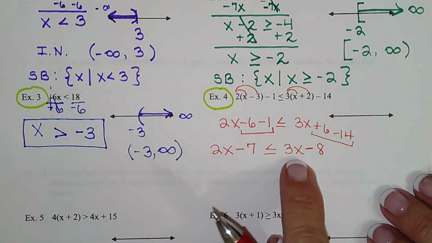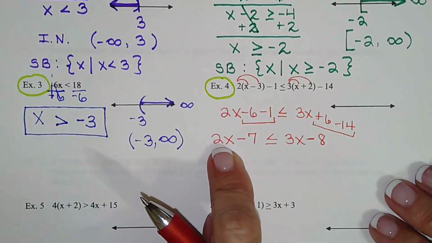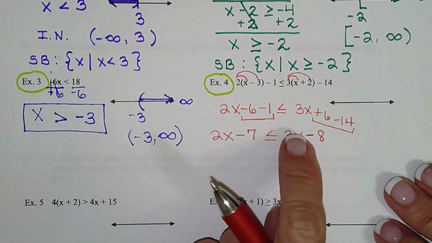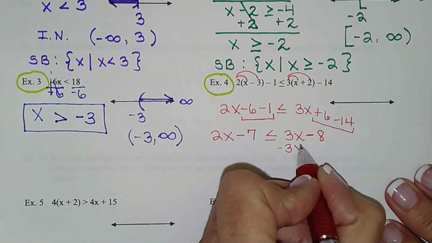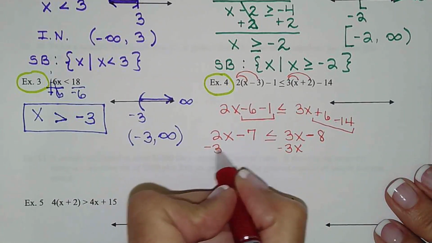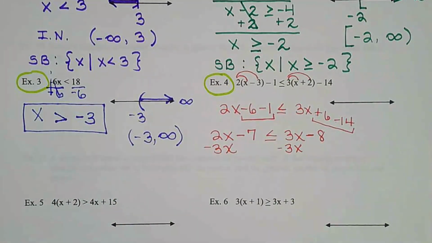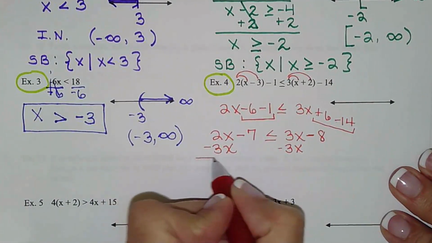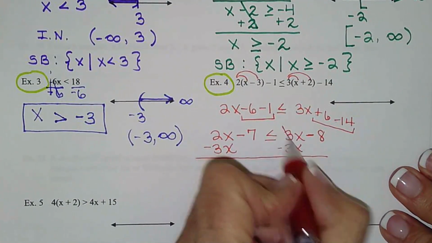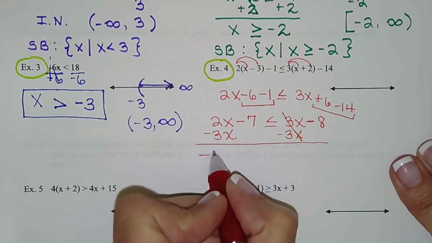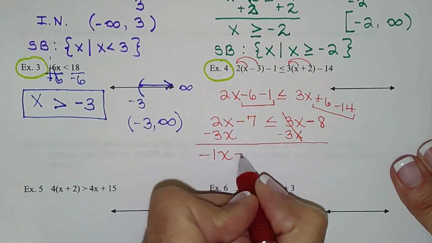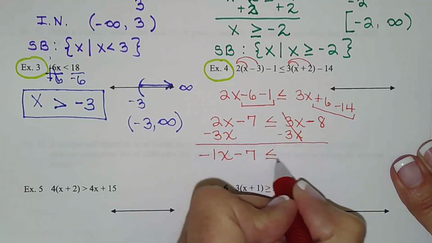So x's must, not optional, must be on the left with inequalities, and that's why I taught you it that way from the beginning, so you wouldn't have to change your ways and start doing stuff different. We've been bringing x's to the left the entire time. So do the opposite of plus 3x, which is minus 3x, and they'll cancel. And then we get negative 1x minus 7 less than or equal to negative 8.